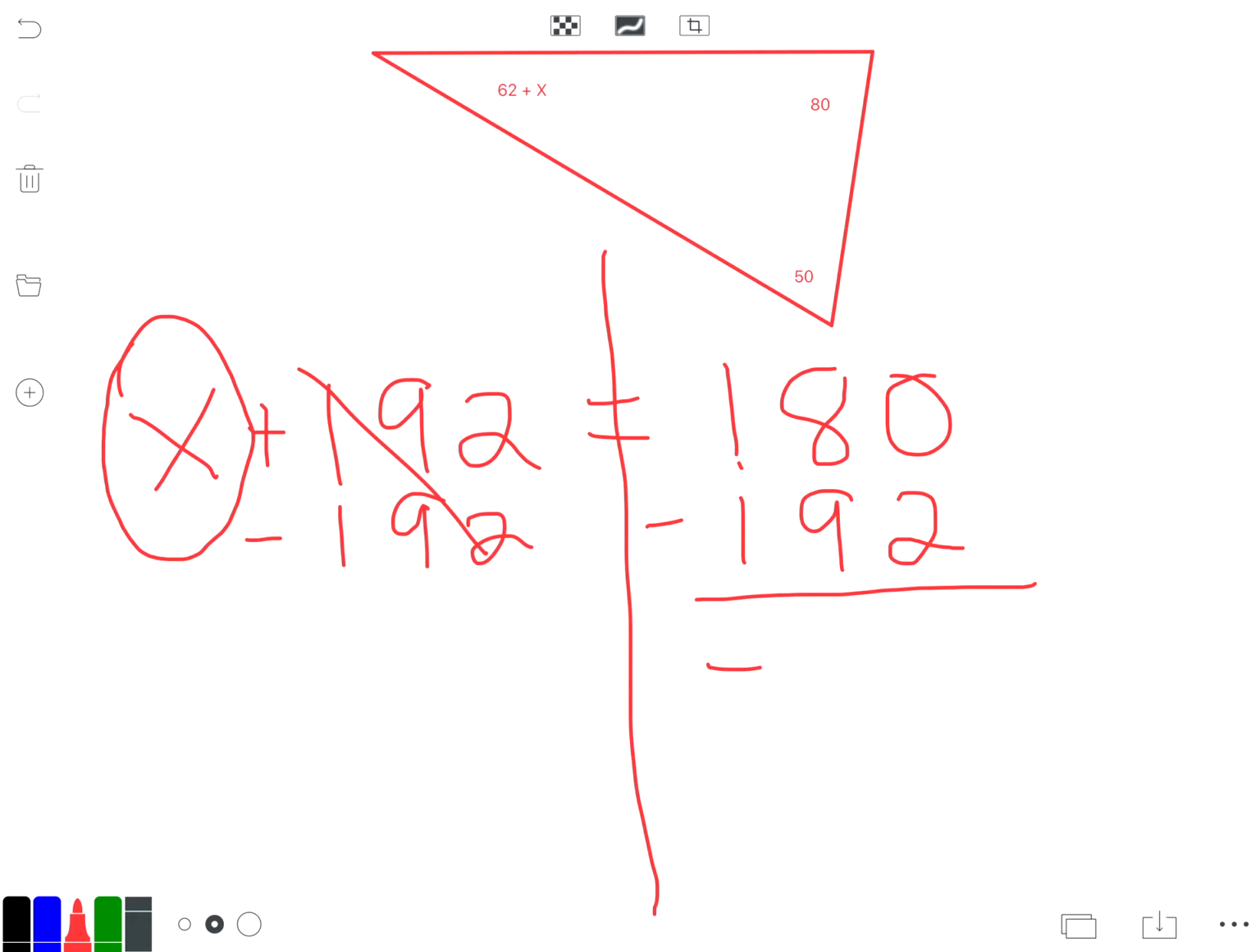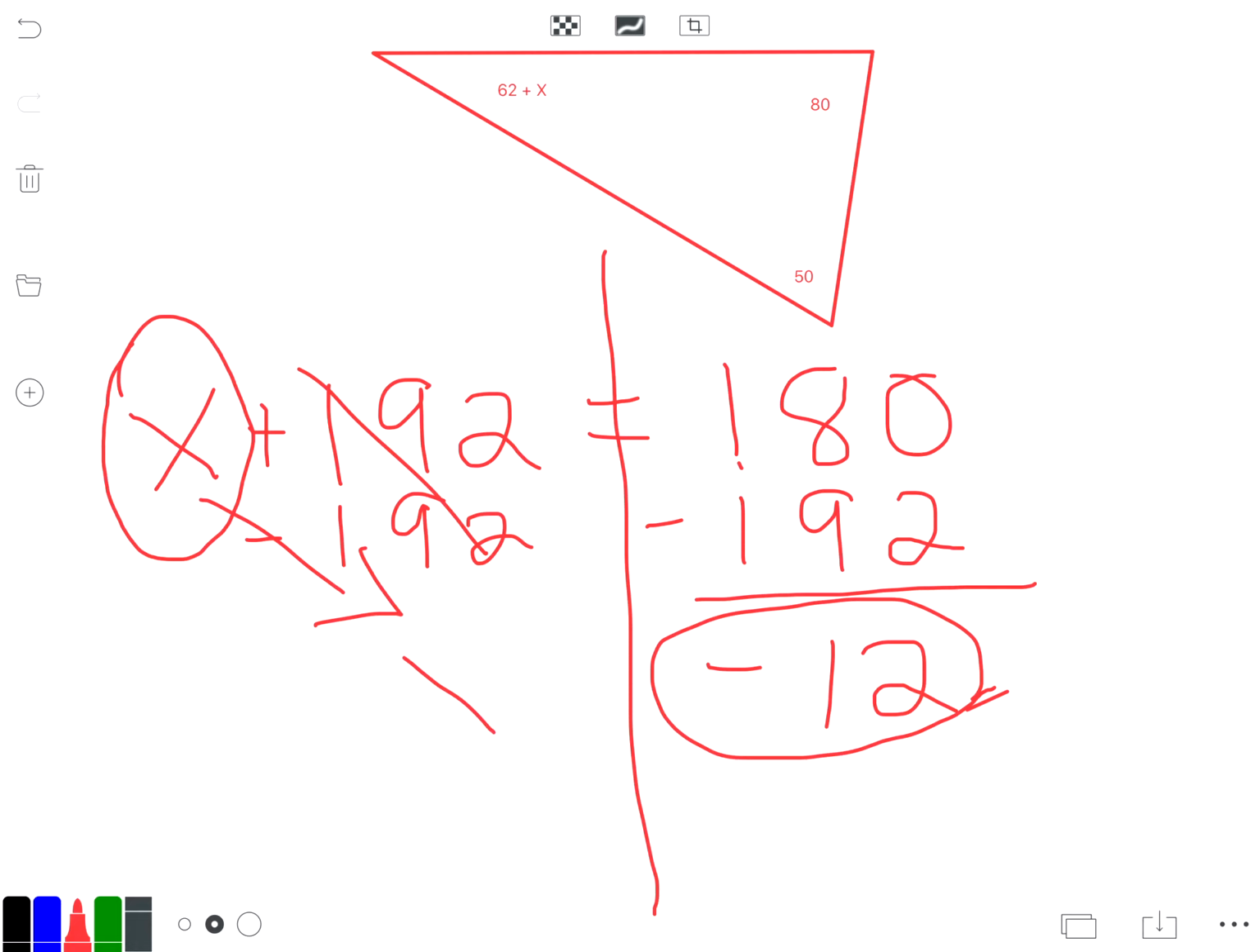If you add up different sides, you can add up from 180 to 192. That'll give you negative 12, because if you have 180 and you take away 192, you're going to be 12 numbers below. Then we bring down the x, because that's what we're trying to figure out, what the x is in this part of the equation. So for the first one, x equals negative 12.